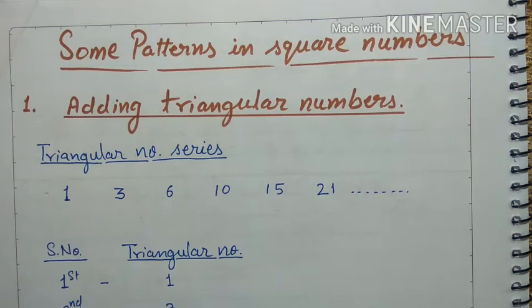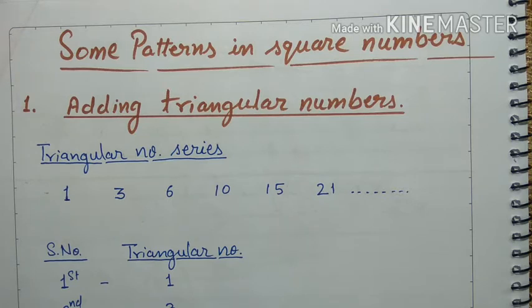In this module we are going to learn about a few interesting patterns of square numbers. So let's start. Some patterns in square numbers. Number 1, adding triangular numbers.